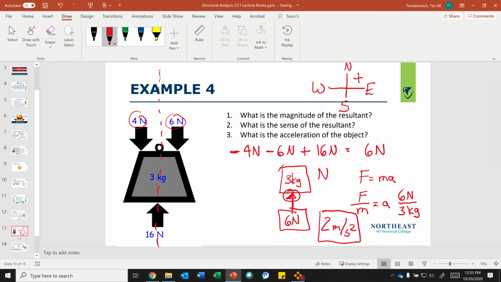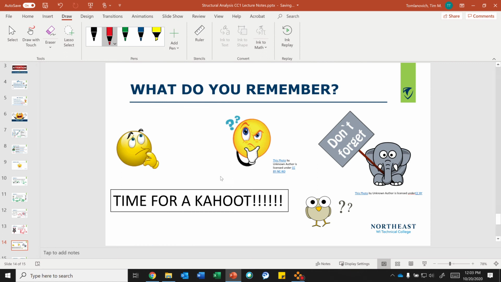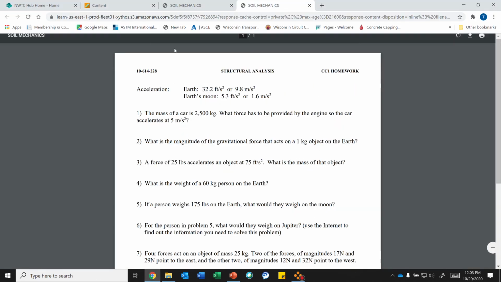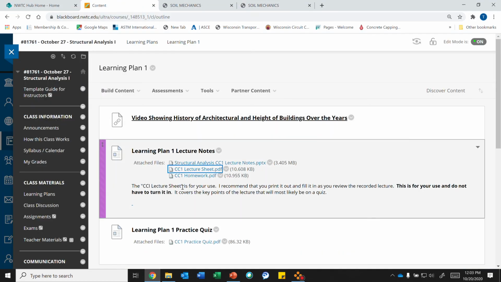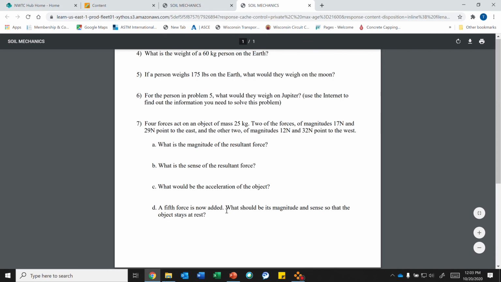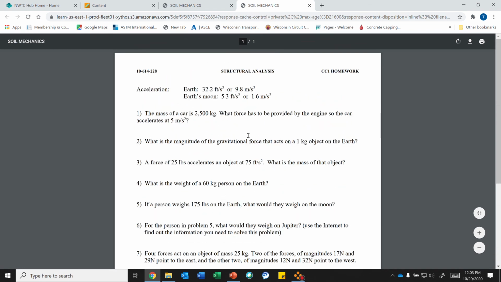Typically, if we were face-to-face, we would do a Kahoot and go through everything to help you remember things, but unfortunately we're in a different circumstance. Your homework is to read pages 15 and 22 of your textbook and do CC1, which stands for Course Competency 1 homework, which you can find in Blackboard. If I'm in the content, here is the homework. I'm not going to collect this. This is for you so you understand what's going on, and then we'll have a quiz.